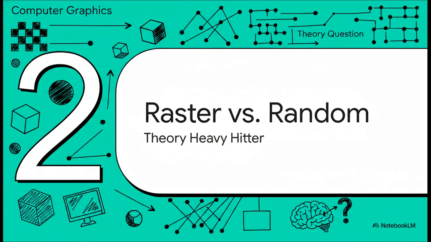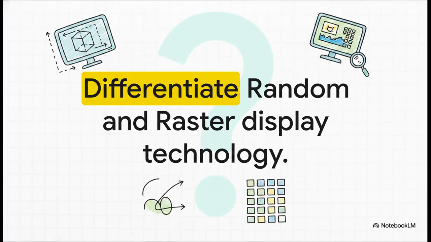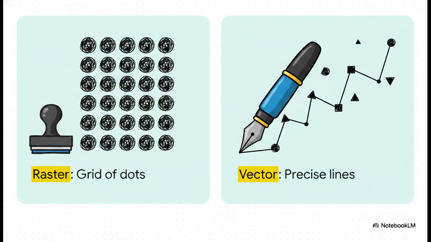All right, moving to number 2, raster versus random displays. This is the theory heavy hitter. I can almost guarantee you're going to see some variation of this exact prompt on your paper. Differentiate random and raster display technology. When you see it and realize it's worth a chunky 4 to 6 marks, do not freeze up trying to regurgitate a complex textbook definition. Just think of it in plain layman's terms. It's really just asking for the difference between stamping a grid of pixels versus drawing with a continuous pen.